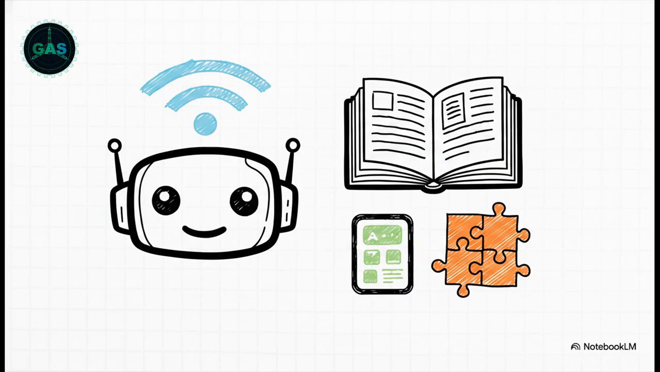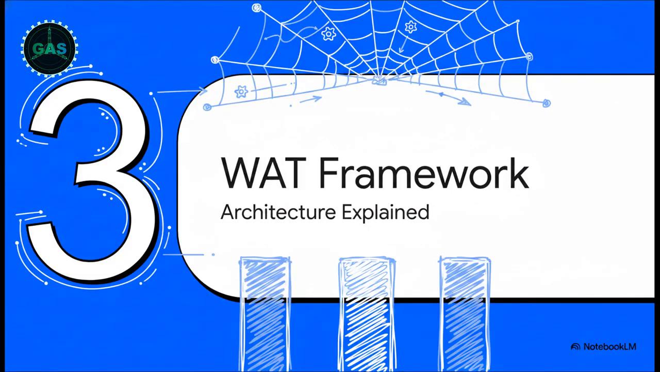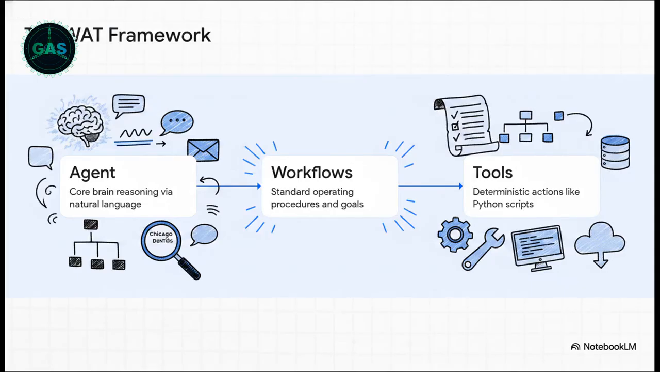It provides pre-wrapped tools so the agent instantly knows exactly what's available and how to use it. Section 3. The WAT framework explained. So, how do we actually organize all this power? To put these 4 pillars into practice, we rely on a highly structured architecture known as the WAT framework. The WAT framework is elegant in its simplicity. It stands for workflows, agent, and tools.